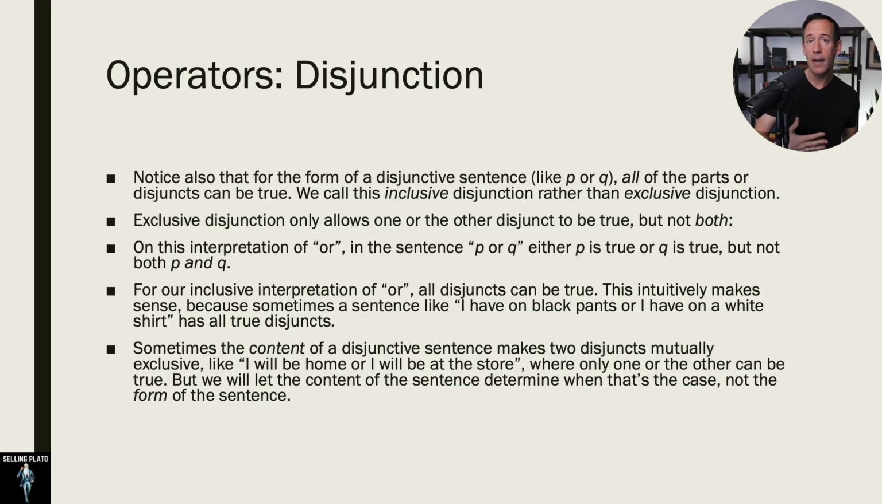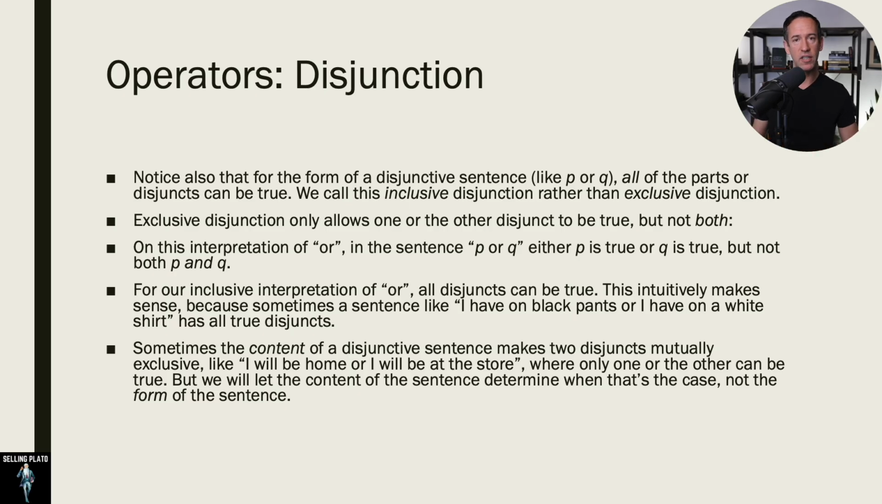Sometimes, though, the content of a disjunctive sentence in English makes two disjuncts mutually exclusive. Like, for example, I will be home or I'll be at the store. That's an example where only one or the other can be true. You can't be in two places at once, right? You can't say, oh, well, I'm at home and at the store, unless you live at the store, but all things being equal. So we're going to let the content of the sentence determine when that's the case, when both of those exclude each other, the content, not the form of the sentence.